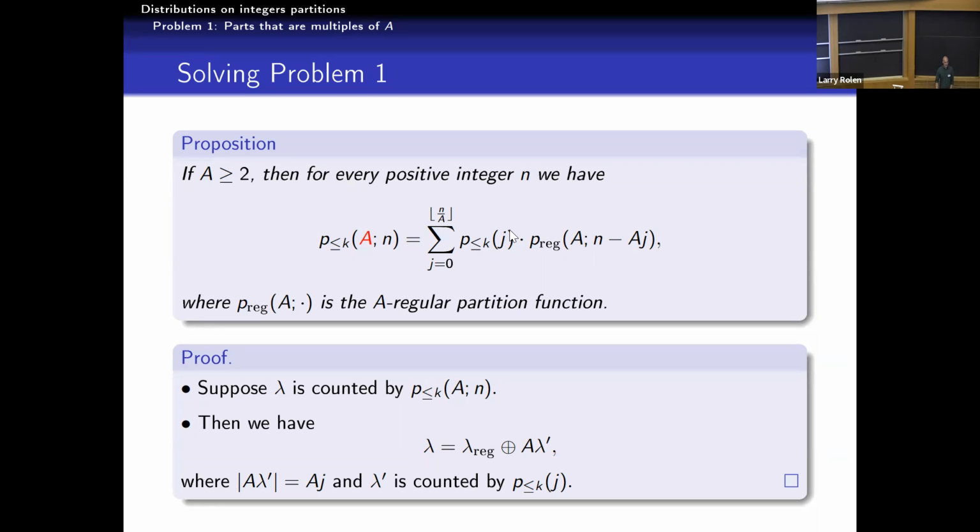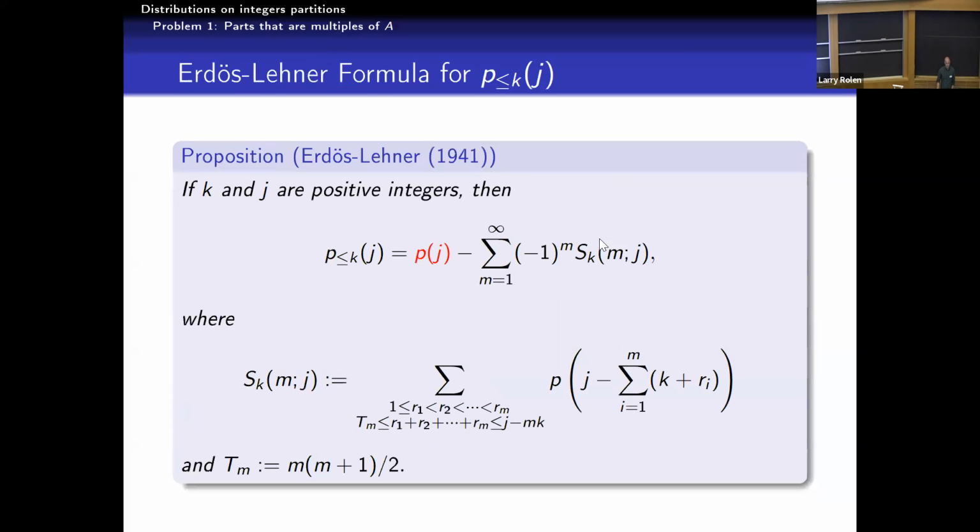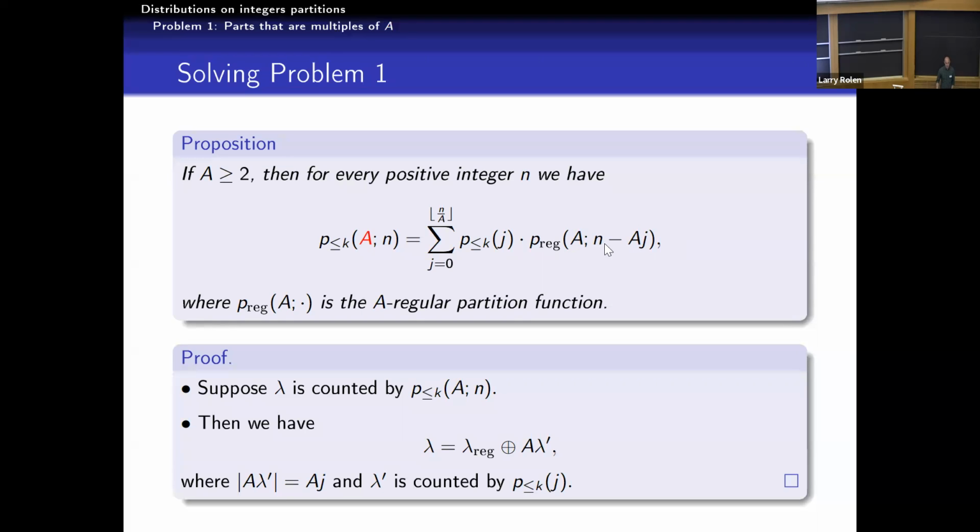Now it turns out that we can write this as a convolution sum in this way. And the reason we would like to do this is that one of these terms is just going to be p less than or equal to k of j. This piece right here is the piece that Erdős Lehner studied. We already understand that fairly well from their work. And then on the right-hand side, we've got the a-regular partitions, so these are the partitions of that second argument which do not have any parts divisible by a. No parts divisible by a. So the way that this identity works, you can take a partition, any partition that we're counting over here on the left-hand side.